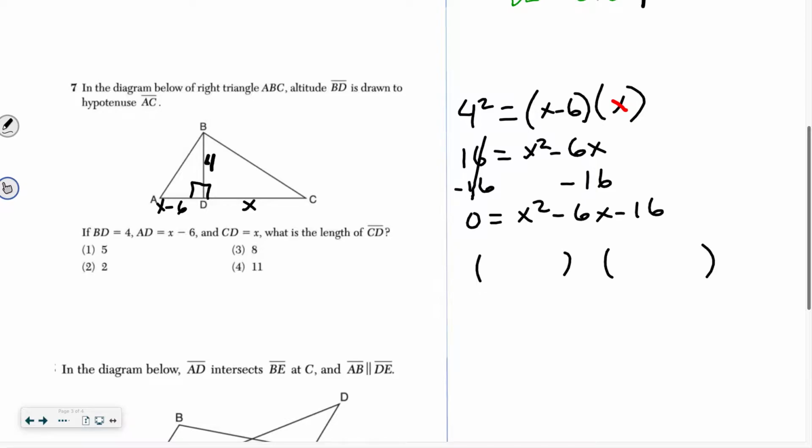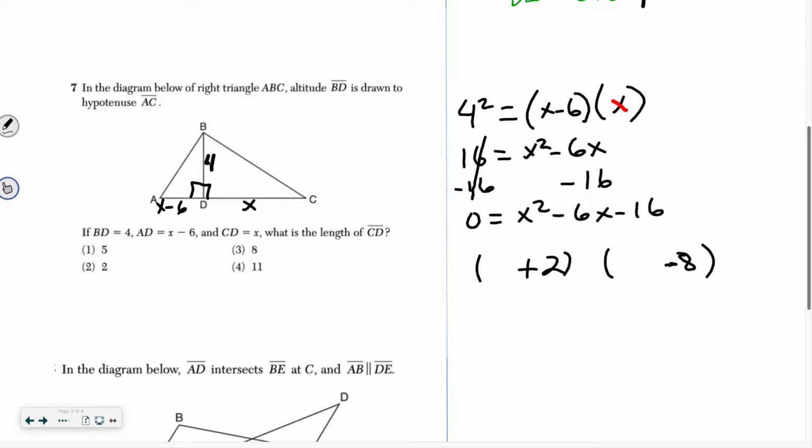I'm thinking of numbers that multiply to negative 16 and subtract to negative 6. And so 4 times 4 multiplies to 16, but they do not subtract to negative 6. However, 8 and 2 multiply to 16 and subtract to negative 6. In order to get a negative 16, I need one of these two to be positive and the other one to be a negative. In order to subtract them, I need a negative 6. That means this needs to be negative and this needs to be positive.